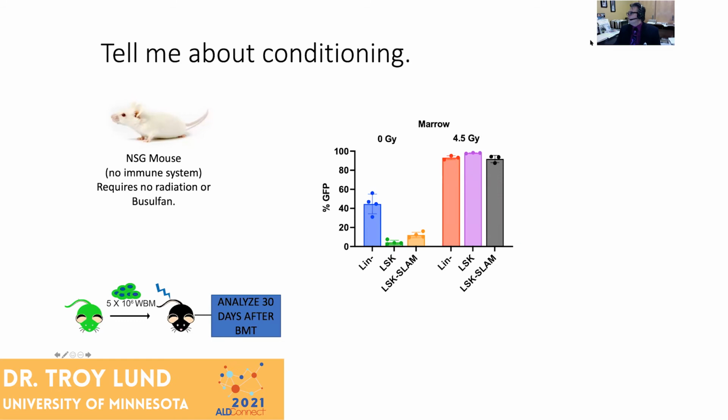So what we did in this experiment to teach ourselves about radiation is we took an immune deficient mouse. It has no immune system. It requires no radiation or busulfan to actually engraft. The mouse was developed to take on human cells. But we thought, why not put in some green cells?